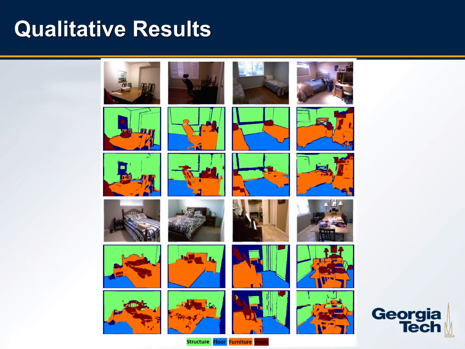Here are some visual results of our method on the 4-class generalization. The top row is the RGB image, the middle is the ground truth, and the third is our approximation. Green represents structure, blue floor, orange furniture, and red objects. As you can see, we perform close to ground truth in many scenes, even with difficult scenarios like texture on the bed and bed pillows matching.